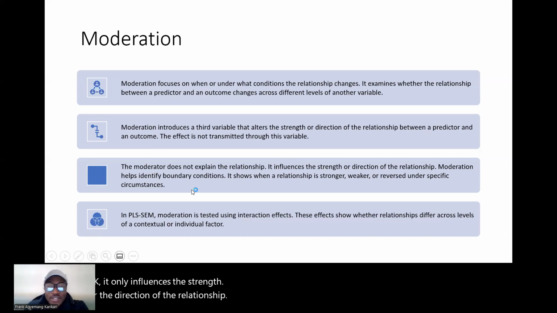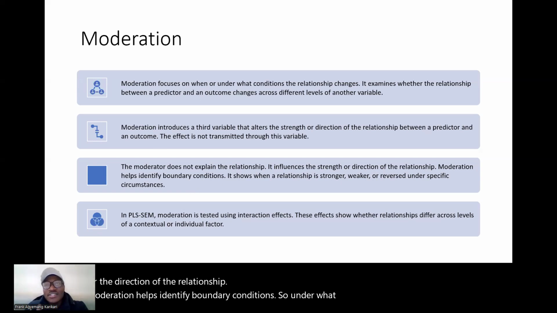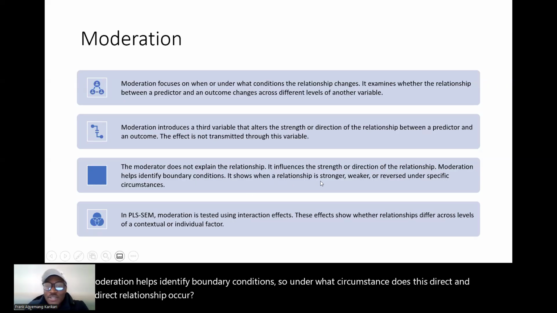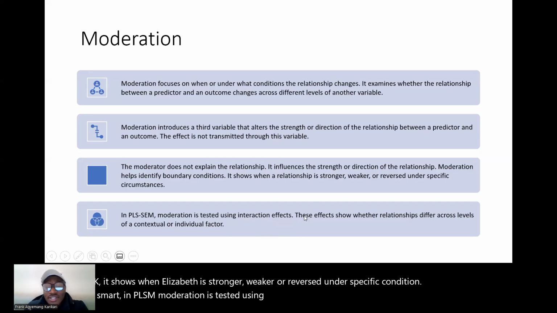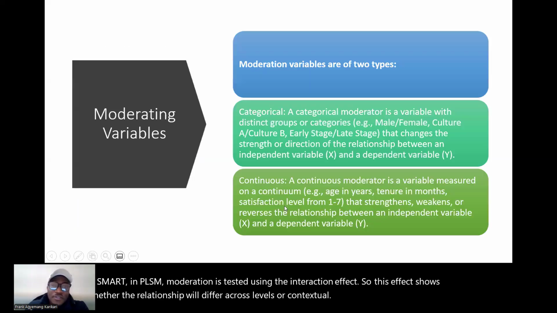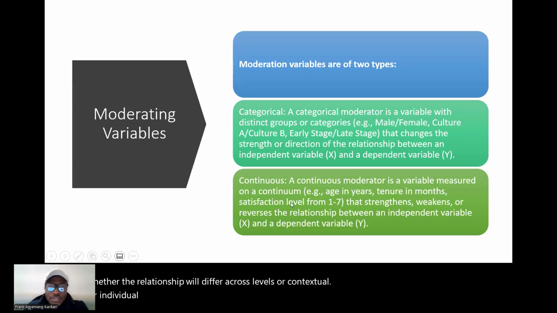Moderation helps identify boundary conditions. So under what circumstance does this direct and indirect relationship occur? It shows when a relationship is stronger, weaker, or reversed under specific conditions. In PLS-SEM, moderation is tested using the interaction effect. So this effect shows whether relationships differ across levels of contextual or individual factors.